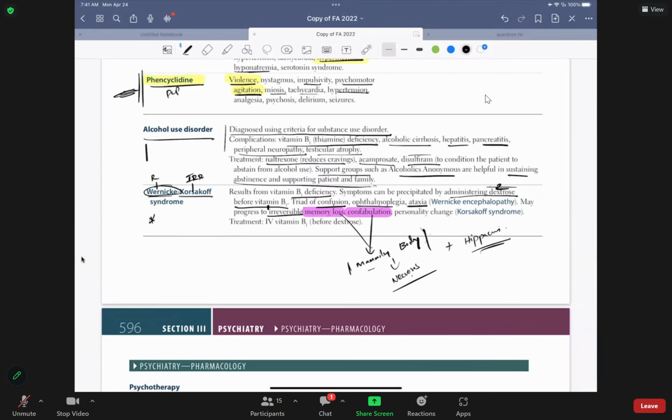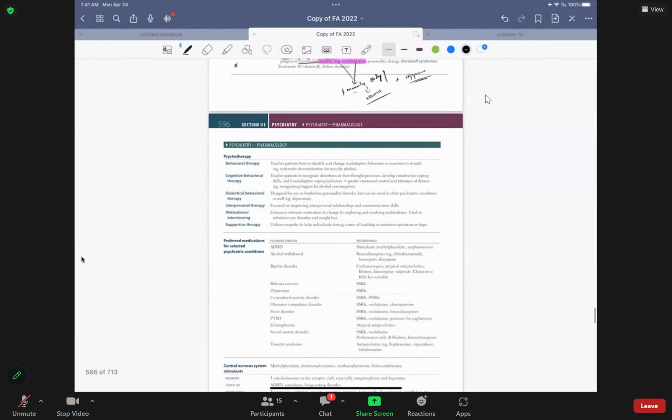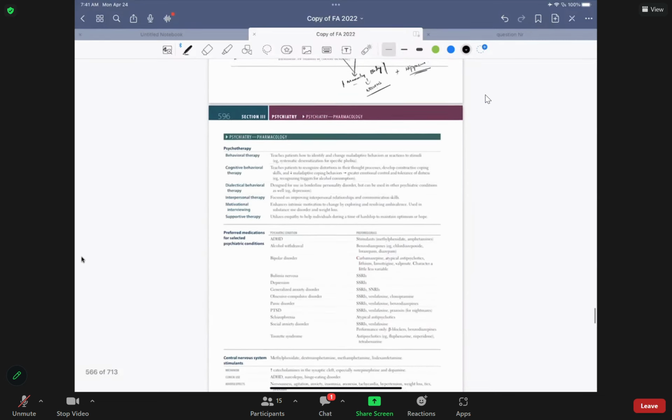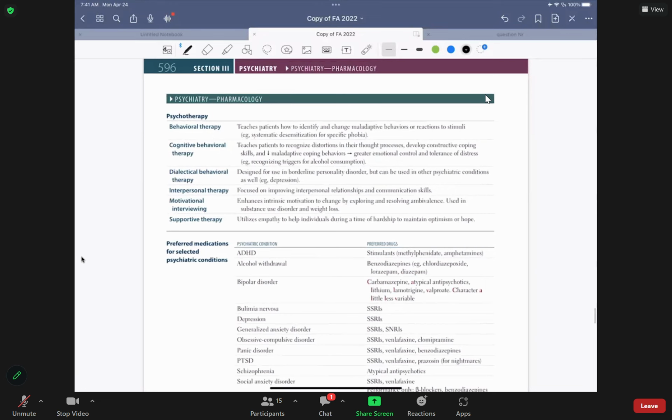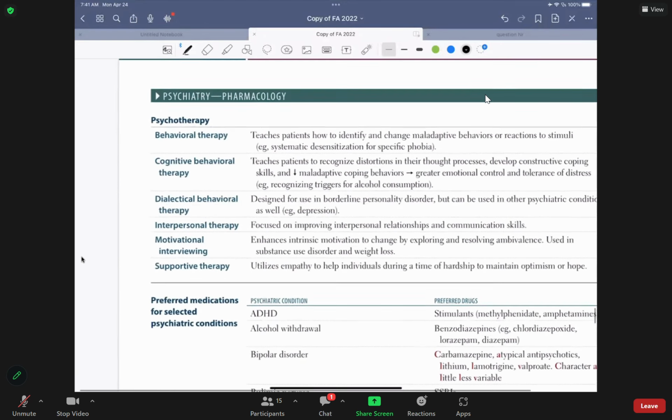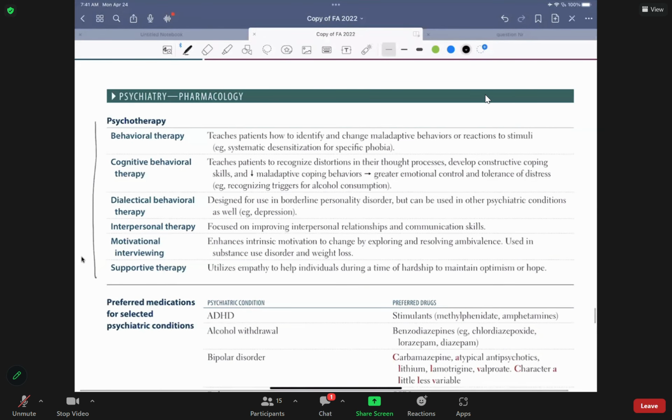All right, so that kind of concludes the psychiatric disorders. Now we have pharmacology, folks. Let's start the fun. Now, when it comes to pharmacology of psychiatry, there's a lot of psychotherapy. Most of the psychotherapies, you just need to know what they are, the basics, because these are done by psychologists, not psychiatrists.